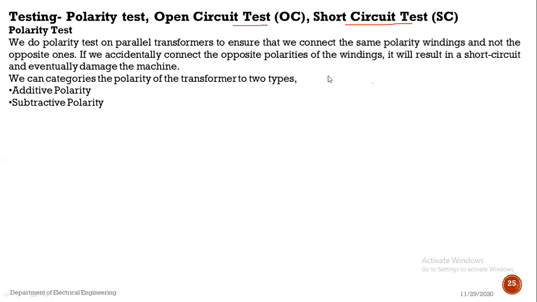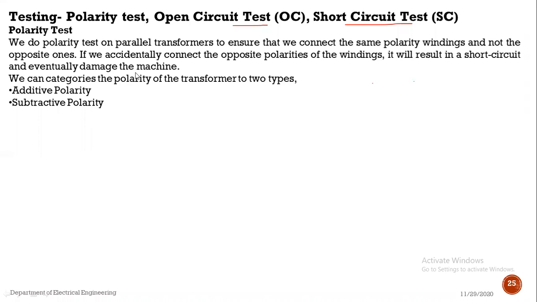Okay, so positive polarity in the primary side, negative polarity in the primary side, positive polarity in the secondary side and the negative polarity in the secondary side.